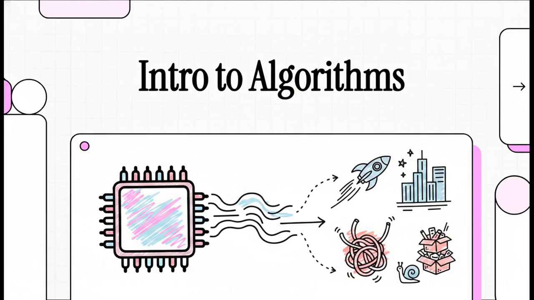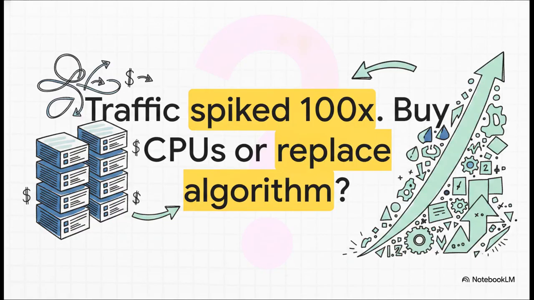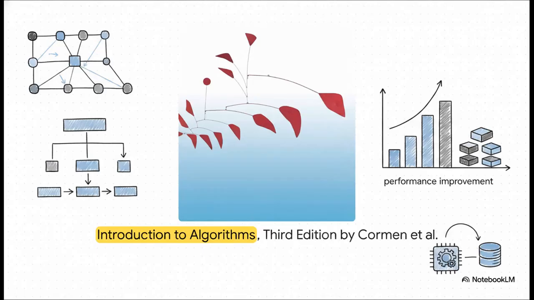And welcome to this explainer, where we're going to unpack the invisible performance layer that dictates how all modern software scales. Okay, so let's dive into that massive engineering dilemma I just mentioned. Traffic spikes 100x. It is so tempting to just throw expensive, faster hardware at the problem, right? Just rent more servers. But fixing the underlying math could completely transform your system's capability without spending a single dime on new CPUs. To really get to the bottom of this, we're pulling directly from the absolute definitive text on the subject, Cormen's Introduction to Algorithms.